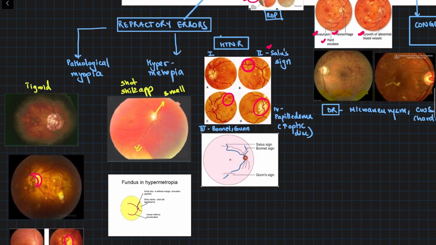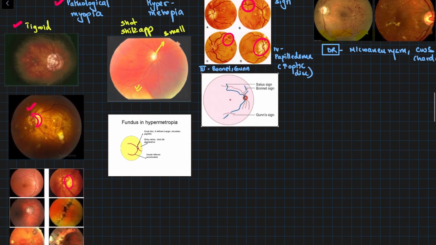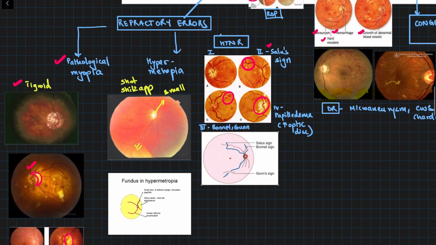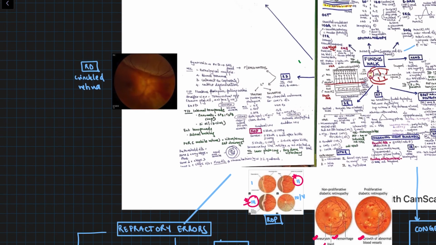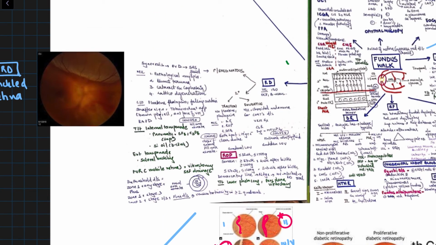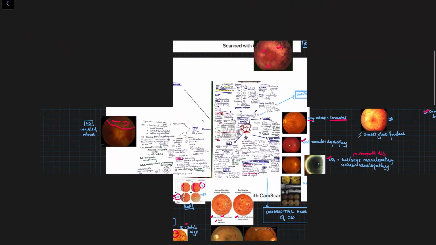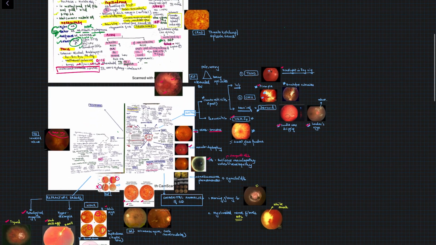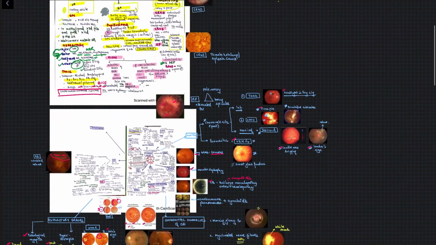Then finally, refractive errors will have pathological myopia showing a tigroid appearance, temporal crescents, there may be lattice degeneration as well, and hypermetropia showing shot silk appearance and a small fundus. Then ROP, here we can see a demarcation line or a ridge, neovascularization or total or partial retinal detachment, and retinal detachment usually appears as crumpled retina, right? So these are all the fundus images.